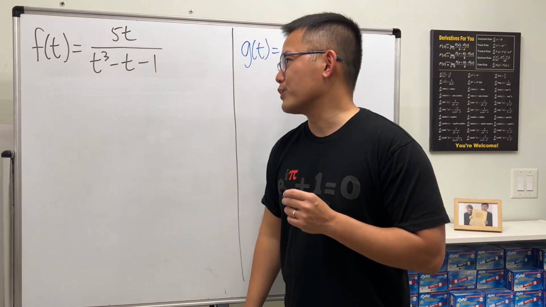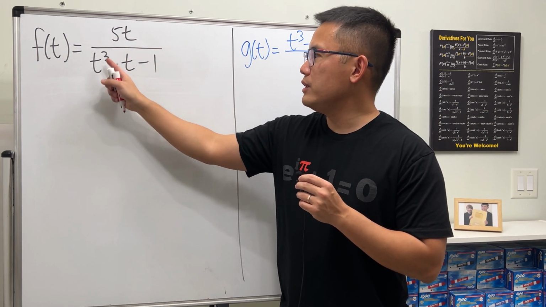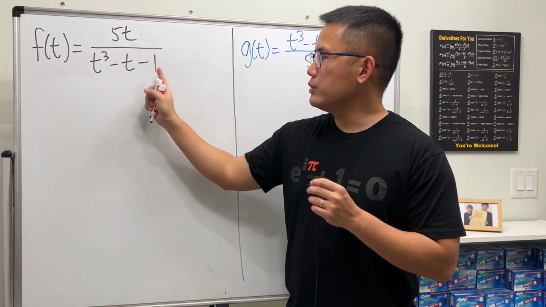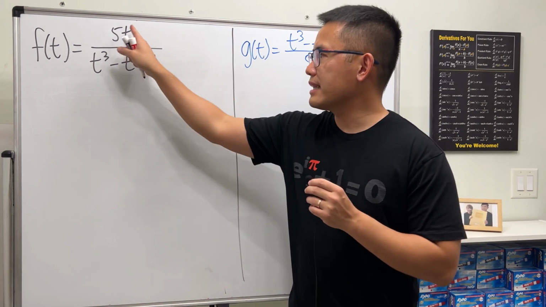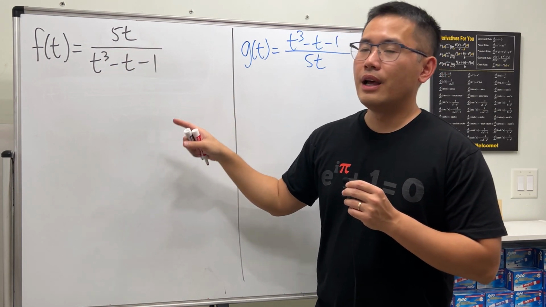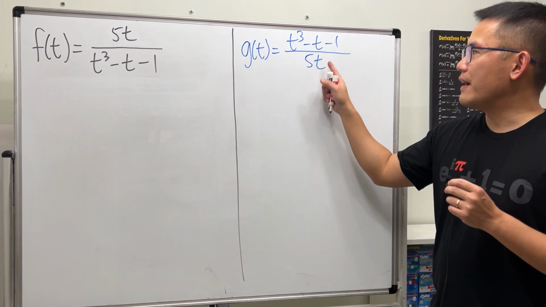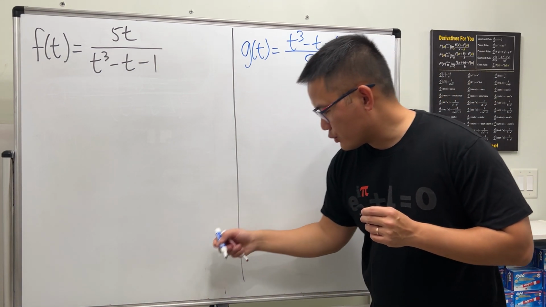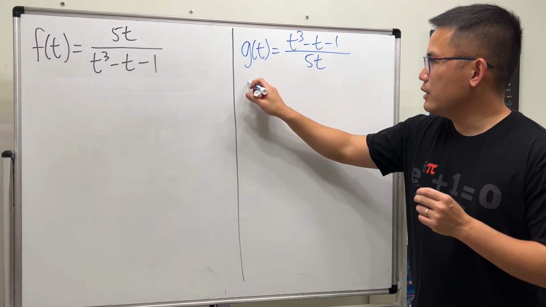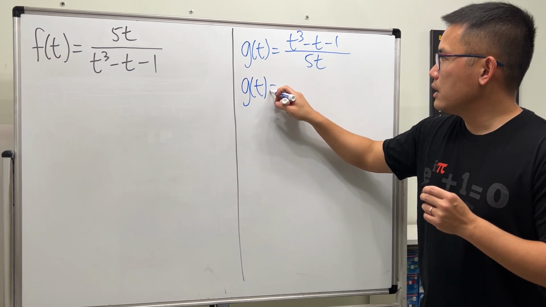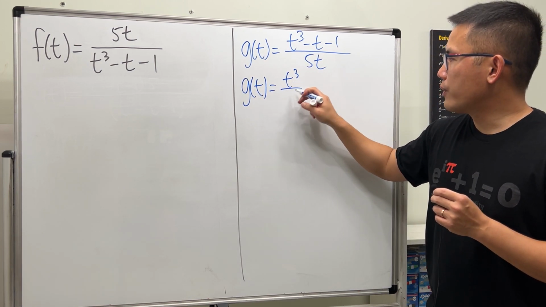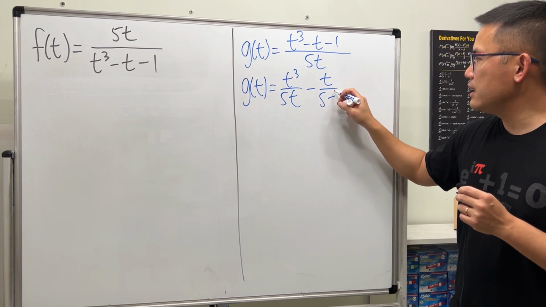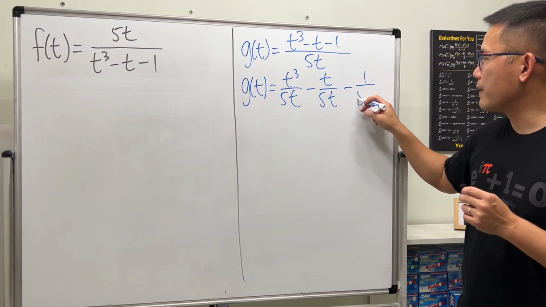Let's start with the first one right here. We have 5t over t cubed minus t minus 1. As we can see, we have 3 terms on the bottom. Do not split the fraction. Only when we have 5t on the bottom can we split the fraction. So I would like to just show you guys this real quick. For that one, your first move should be t cubed over 5t, then minus t over 5t, and then minus 1 over 5t.